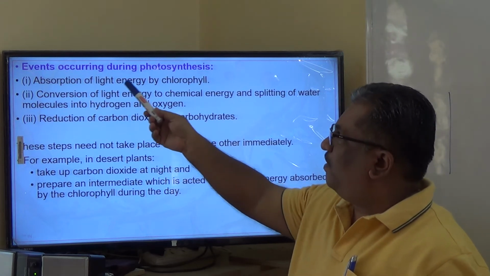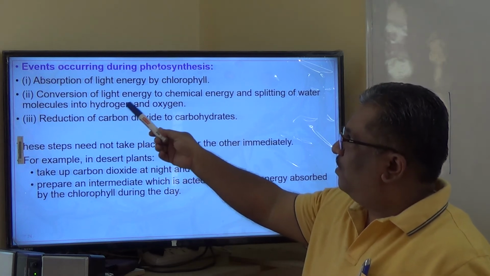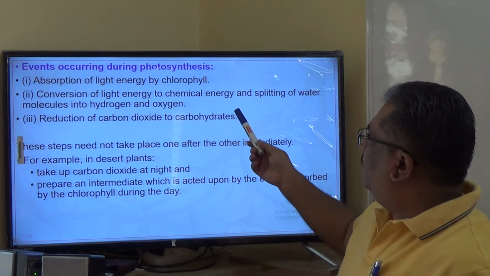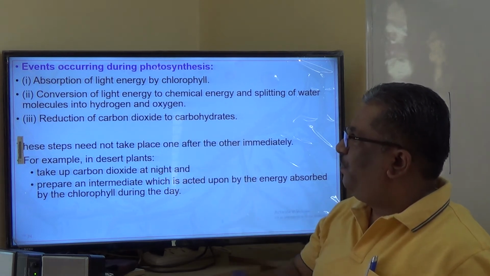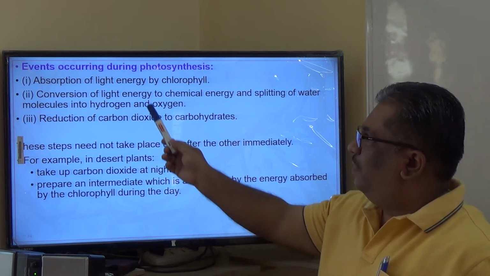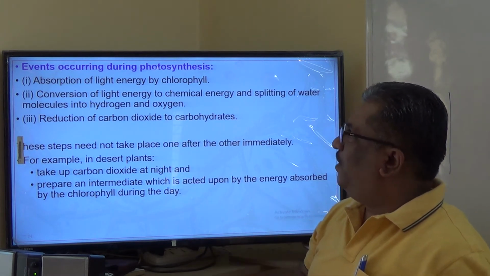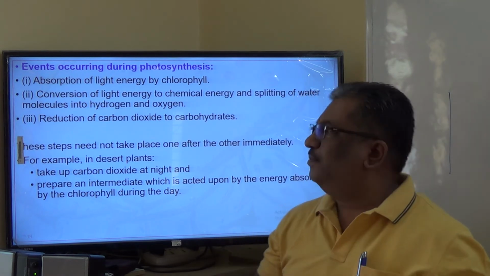First, absorption of light energy by the chlorophyll. Second, conversion of light energy to chemical energy and splitting of water molecules into hydrogen and oxygen. Third, reduction of carbon dioxide to carbohydrates. These are the three steps involved during photosynthesis. Let me elaborate a little bit on this.